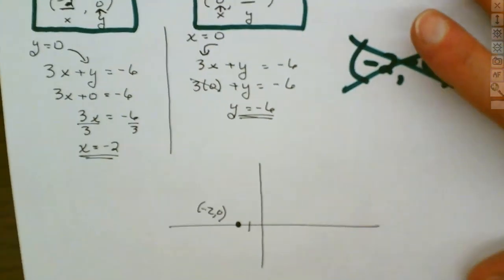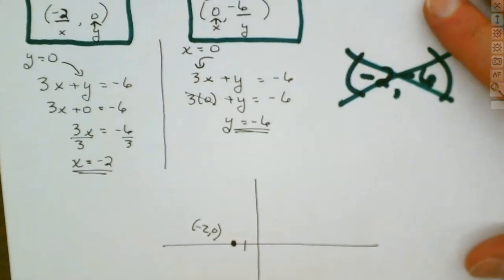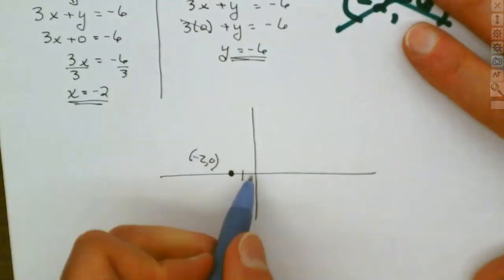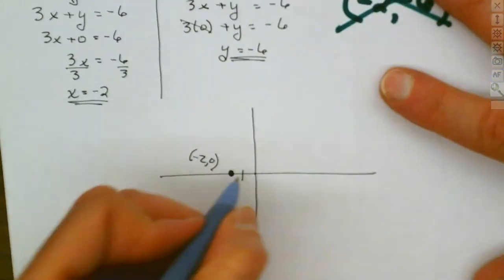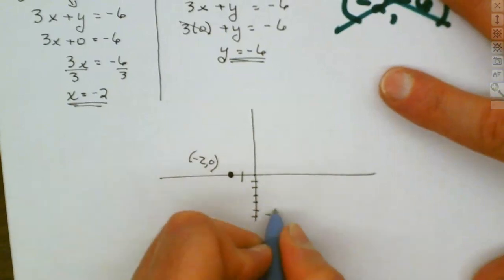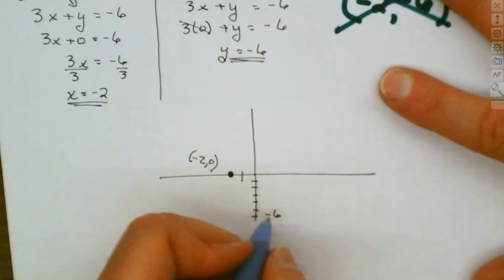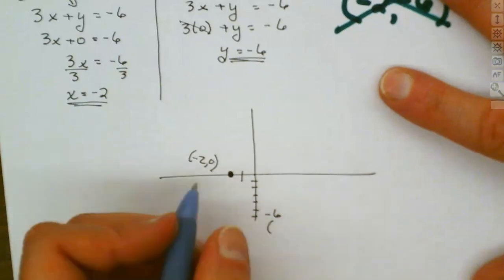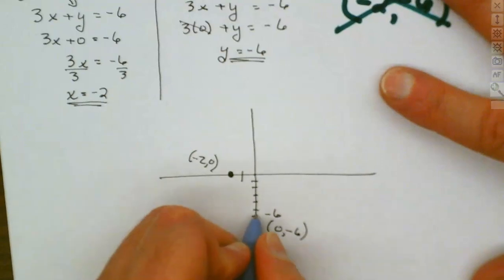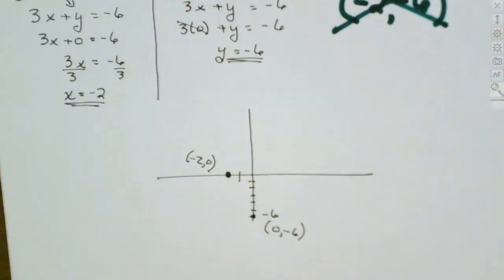What's our other one? Our other one is -6 for the y part, 0 for the x part. So 0, -6, that means we don't go left or right any. We're going to go down 6. So 1, 2, 3, 4, 5, 6. And that's going to be down 6. As an ordered pair, that would be 0, -6 right there.